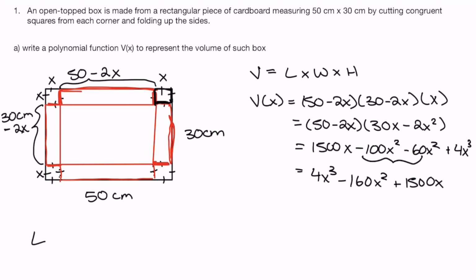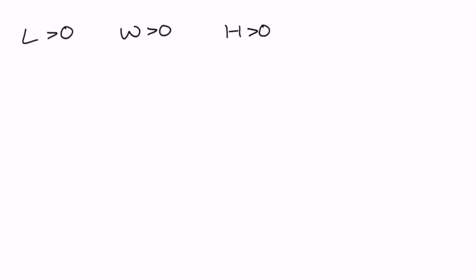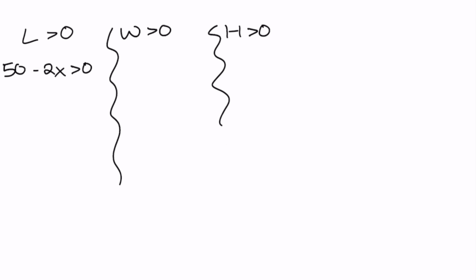So we need to have our length greater than 0, and not greater than or equal to 0, because it can't equal 0 either. And we need to have our width greater than 0 and our height also greater than 0. Now we need all three of these things in terms of x, so we can put a restriction on the domain for x. So our length in terms of x was 50 minus 2x. Therefore, 50 minus 2x must also be greater than 0 from the above criteria. And we're going to do the same for the width.